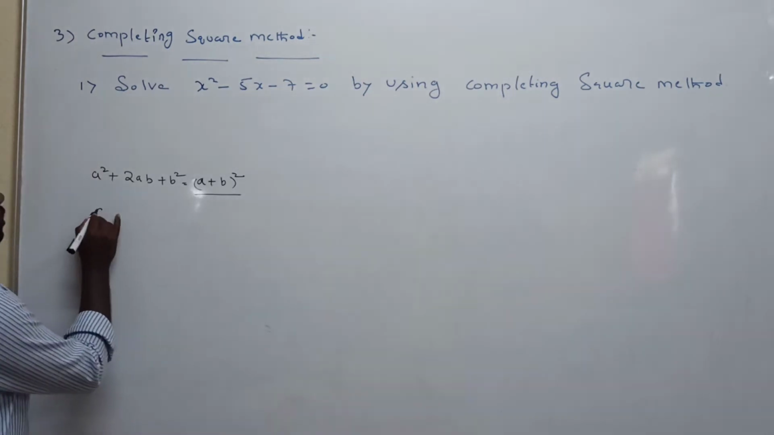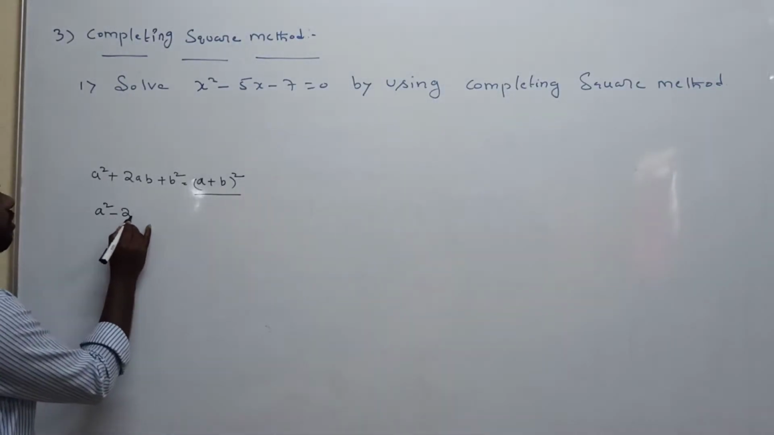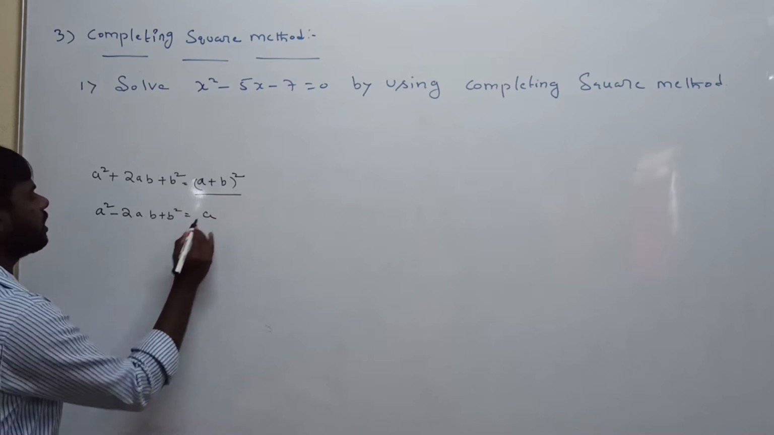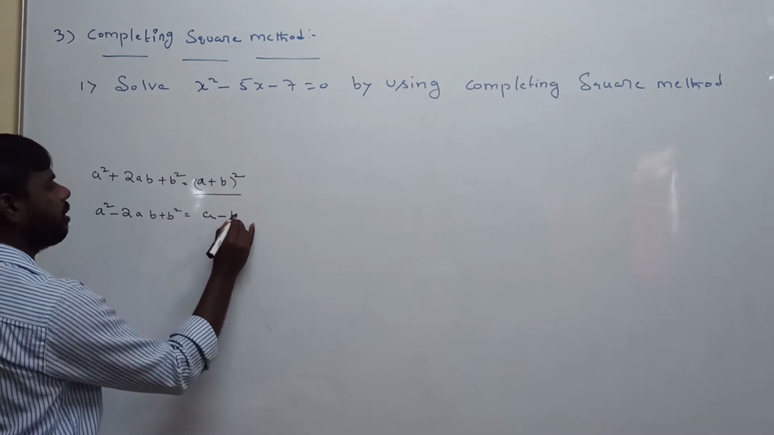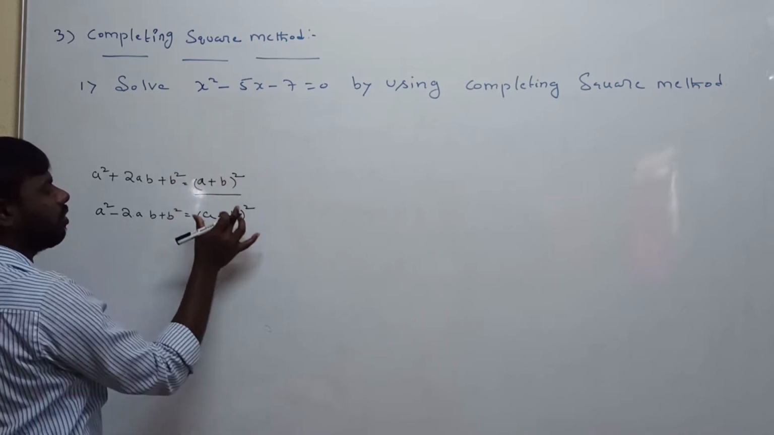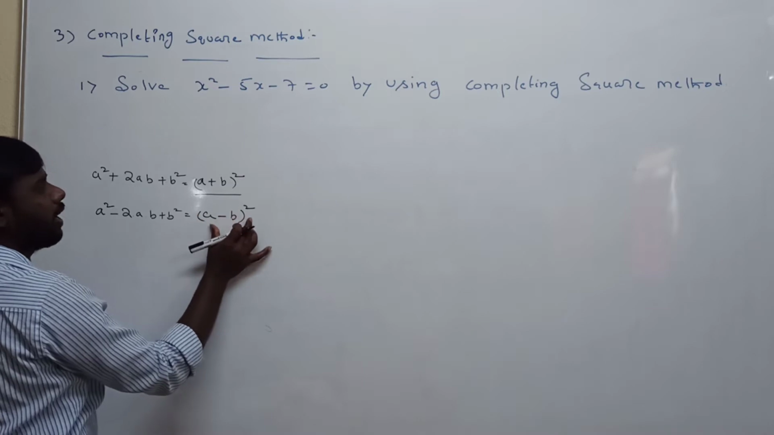Or else, the given equation is converted to a square minus 2ab plus b square. Finally, a square minus 2ab plus b square is written as (a minus b) whole square. So this is how we convert the given equation using the completing square method.